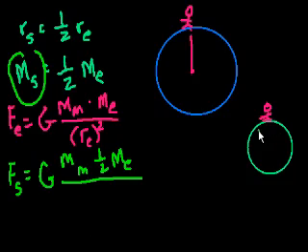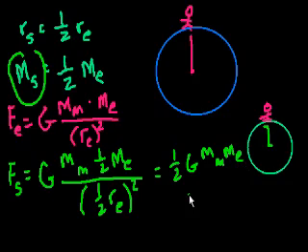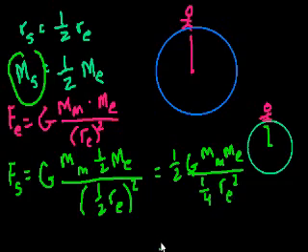And what's the radius now? I could just write the radius of the small planet squared, but we know it's 1/2 the radius of Earth, so let's put that in there. So 1/2 the radius of Earth. We have to square it. And let's see what this simplifies to. This equals, so we can take this 1/2 here, 1/2 G mass of me times mass of Earth over, what's 1/2 squared? It's 1/4, over 1/4 radius of Earth squared. And what's 1/2 divided by 1/4?